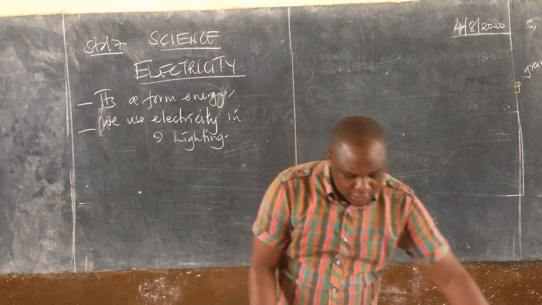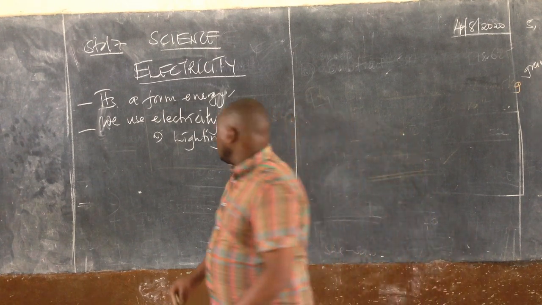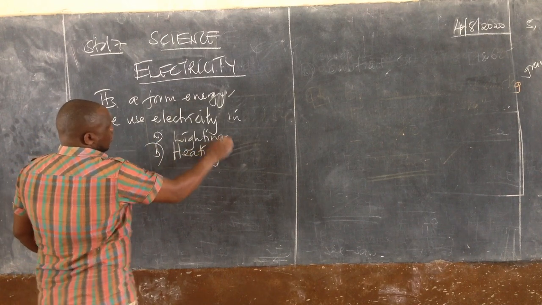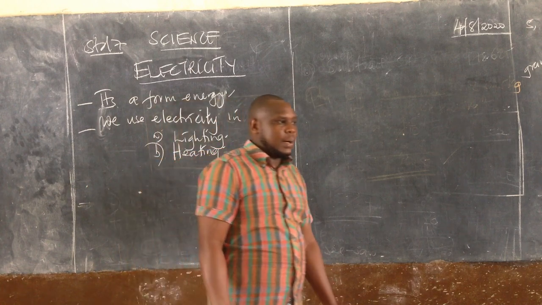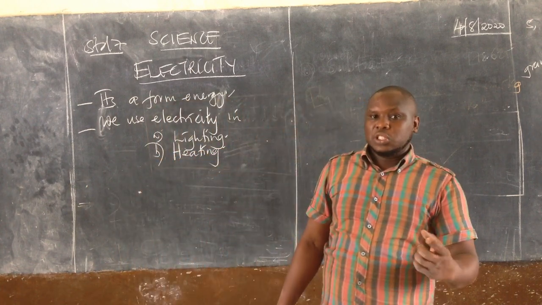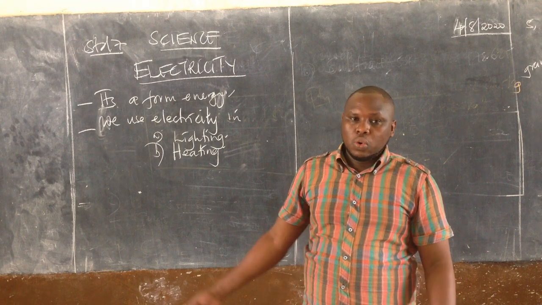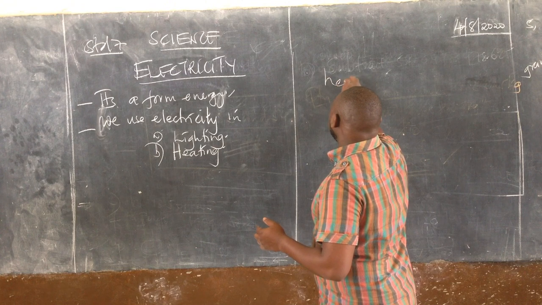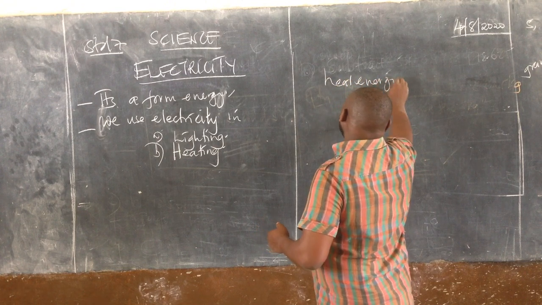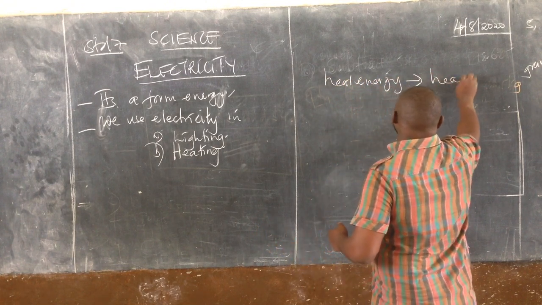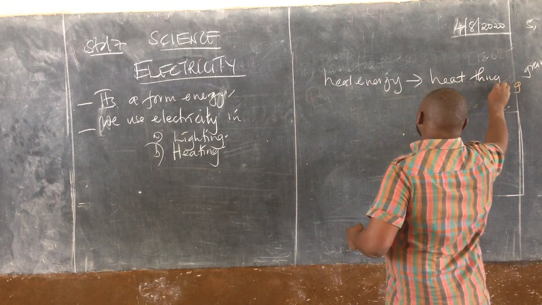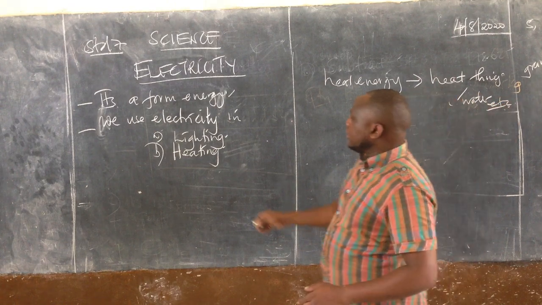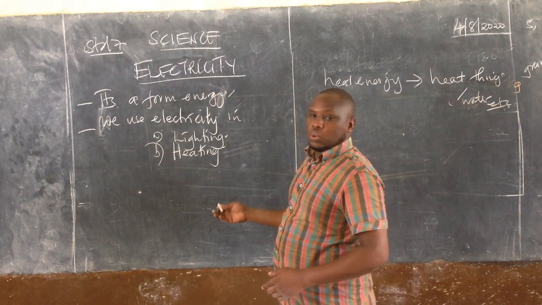We also use electricity in heating. We have what we call electric kettles. They use electricity to boil water or even cook tea. So that electricity is converted into heat energy, and this heat energy is used to heat things. It can be water, etc.